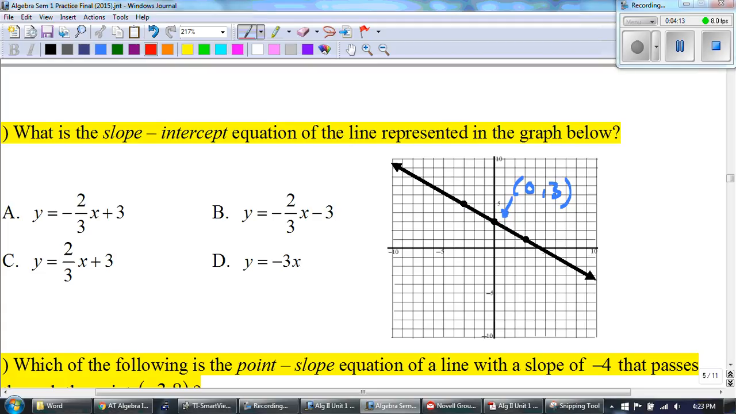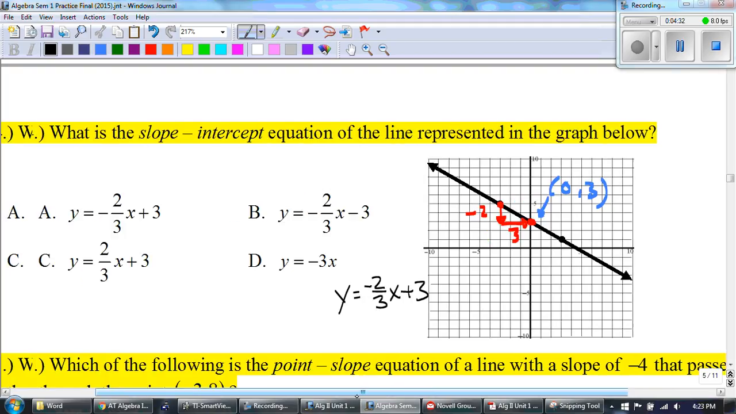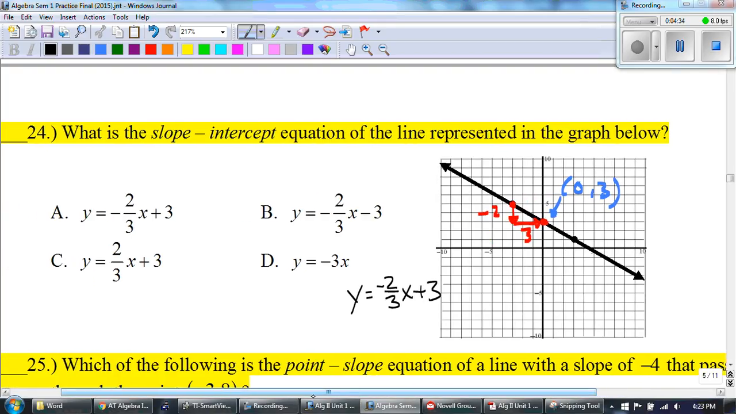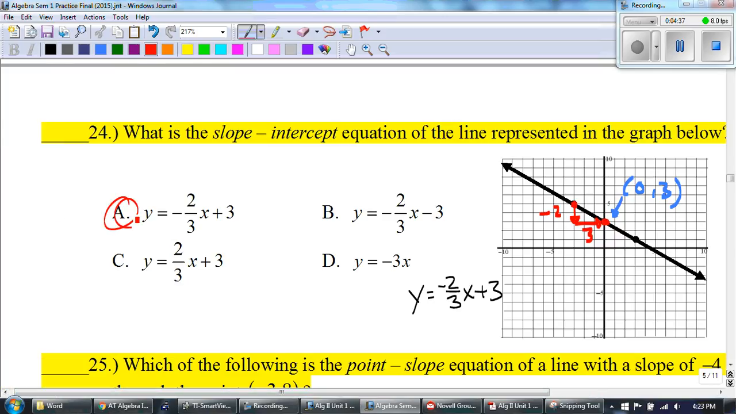When I'm looking from one point to the other, I have to go down 2 over 3. So if I'm writing that out, my slope is negative 2 over 3 x plus 3. And that ends up being letter A. We could have crossed out D and C right away because C is positive and D is the wrong slope.